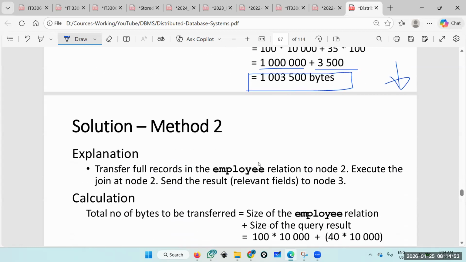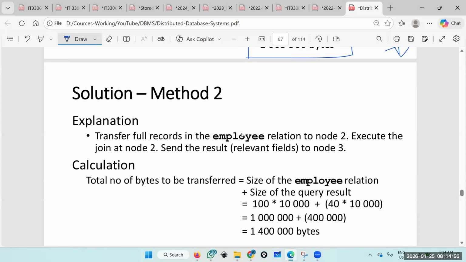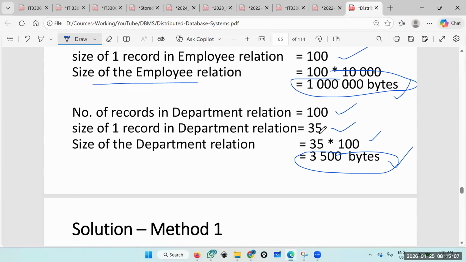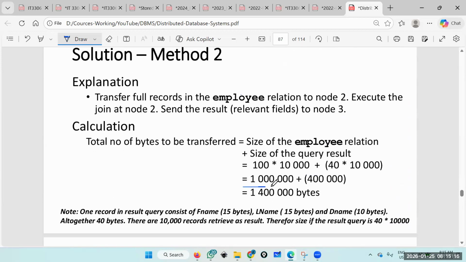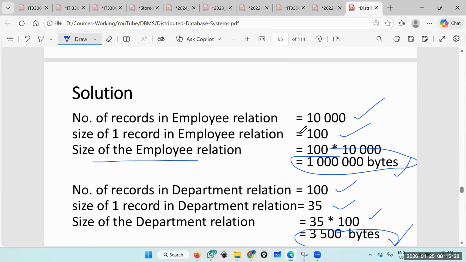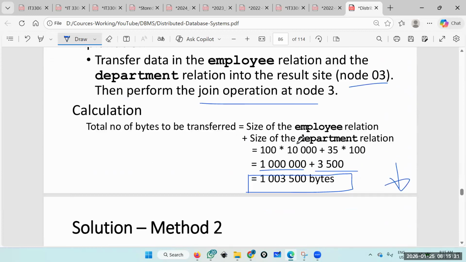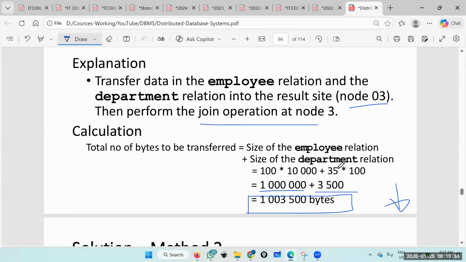Right. So method two: transfer the full records of employee to node 2, which is where department is, do the join there and take the results back. So the entire employee records are transferred to the other site. So there will be 1 million bytes transferred. Then the query results: at site 2 you execute the query. So then the result will be 35 into 100. Why?